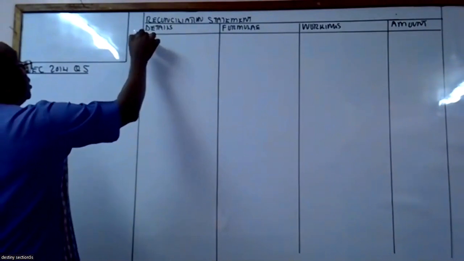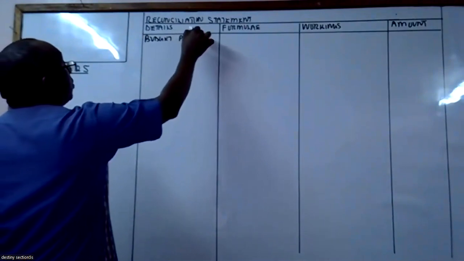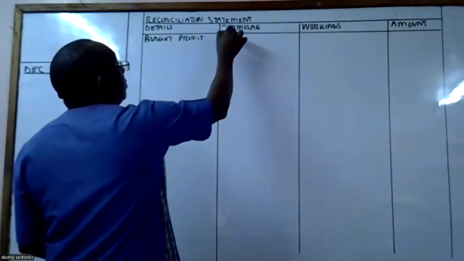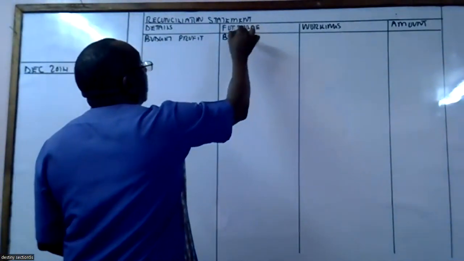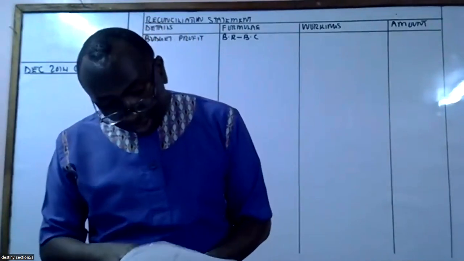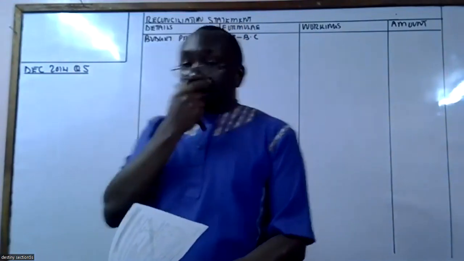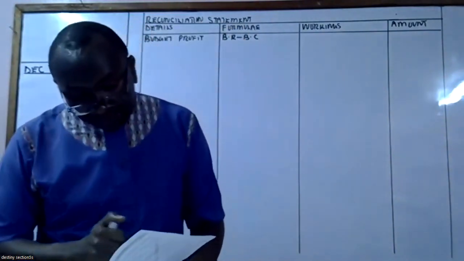So we always start with the budget profit. And the budget profit is given as the budget revenue minus budget costs. Budget revenue minus budget cost. So looking at this question that we are still dealing with, because they had asked for the reconciliation, they were not even asking what you were doing earlier.